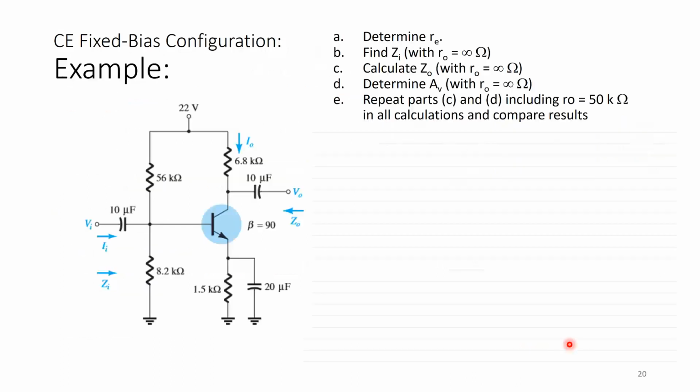Okay, example. Same words, meaning that we find RE and then find Zin, Zout, AV with Rout estimated as open circuit, and then repeat parts C and D to include Rout equals 50 kilo ohms, and compare the results. Except that our circuit now is a voltage divider bias configuration.